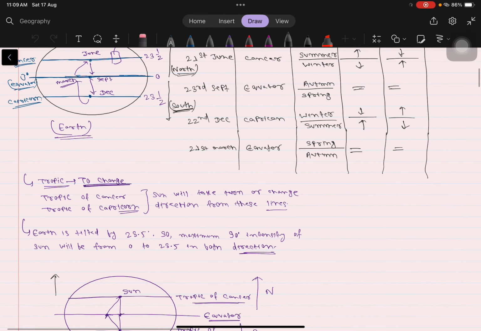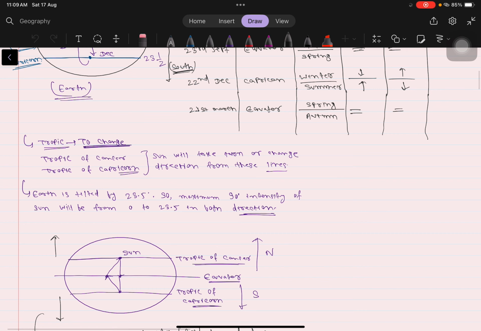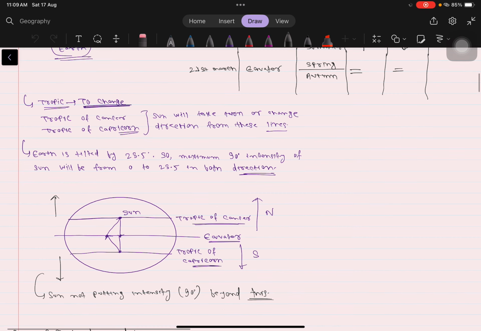So what does it mean? Tropic means to change. So Tropic of Cancer and Tropic of Capricorn mean that the sun's direction of movement changes from these points. The Earth is tilted by 23 and a half degree, so the maximum intensity is 90 degree. So this is all the point.